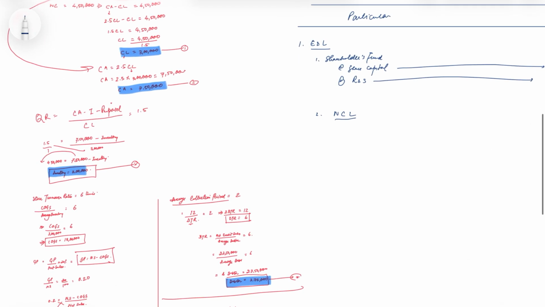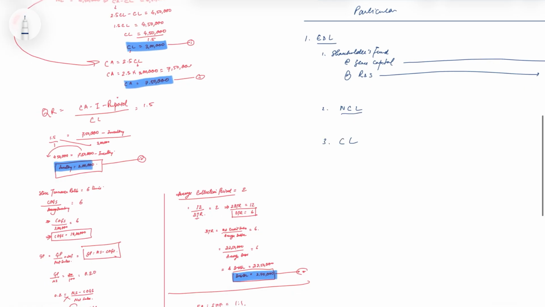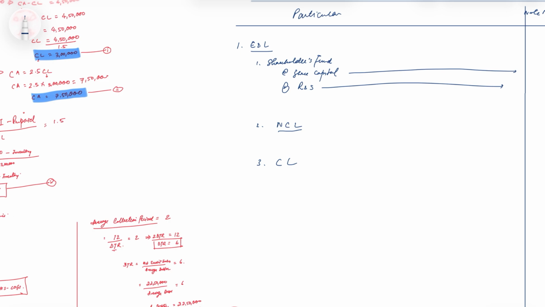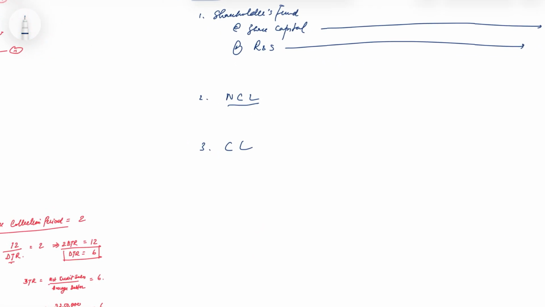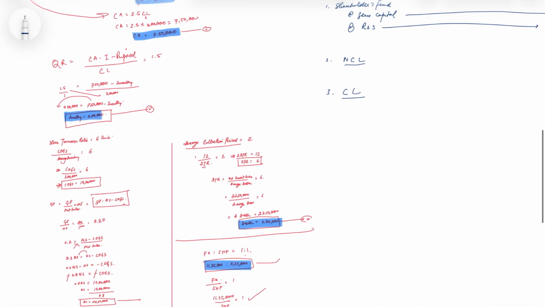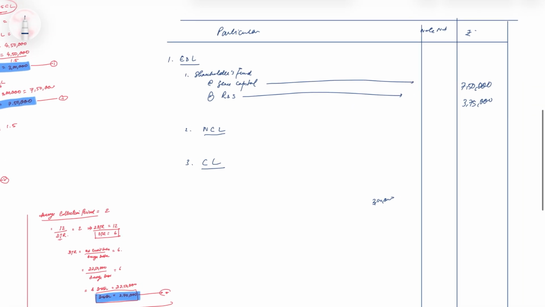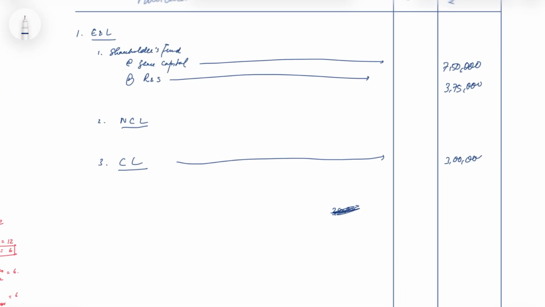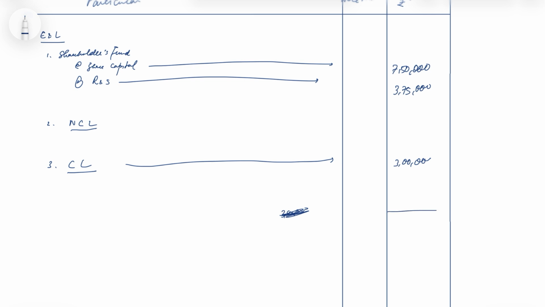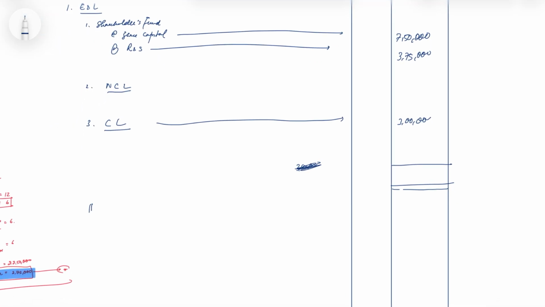Next is current liability. The current liability total is 3 lakh. There is no other information given, so current liability is 3 lakh. This is the total for equity and liabilities.